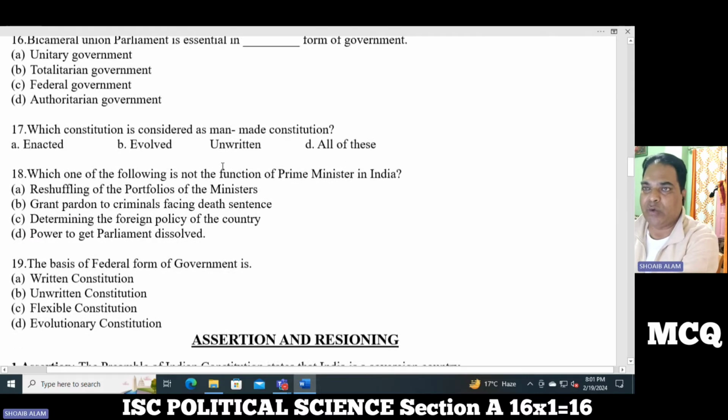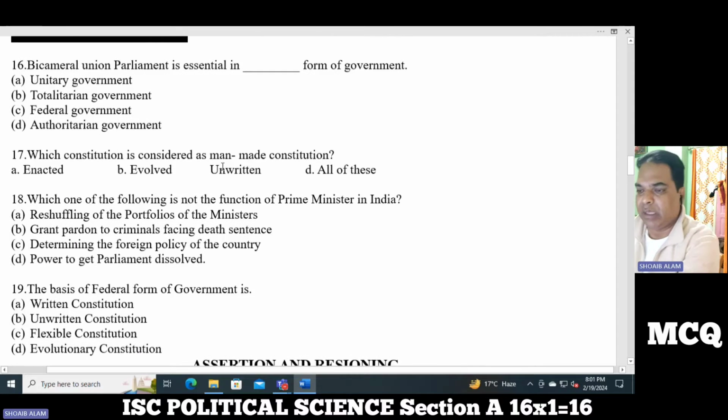Okay. And in constitutional monarchy also there is no control at all. Okay, now let us move on to number 16. 15 I've omitted. Now, number 16. Bicameral union parliament is essential in dash form of government. So which form of government? So according to me, it is essential in federal form of government. Okay, federal form of government.